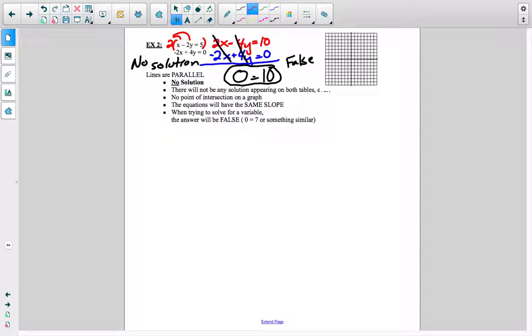There is no coordinate pair that will show up on both lists of solutions, both tables for the equation. If we were to graph this, this is just a sketch of the graph. It's not accurate, but it gives the idea. These lines are never going to intersect. They're parallel. They run along each other the same distance apart forever and ever. So that intersection does not exist at all.